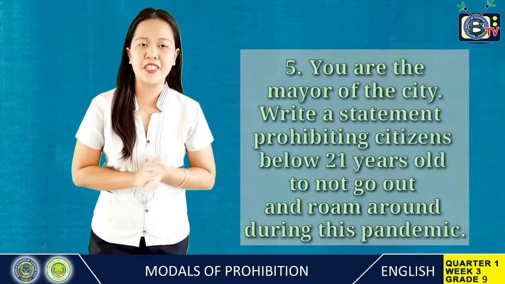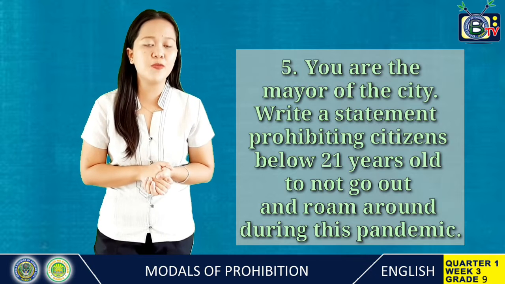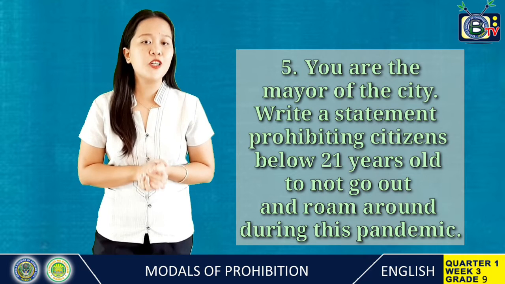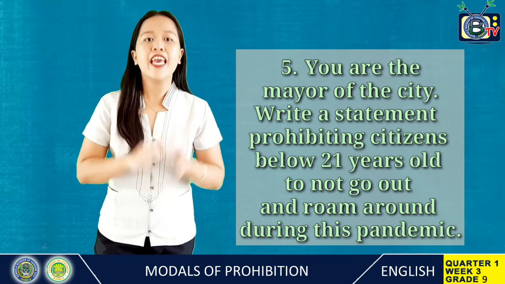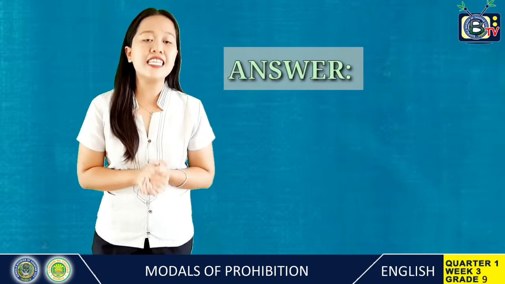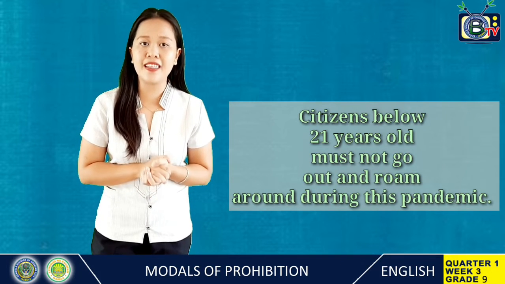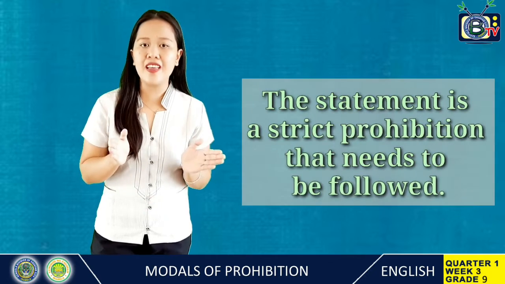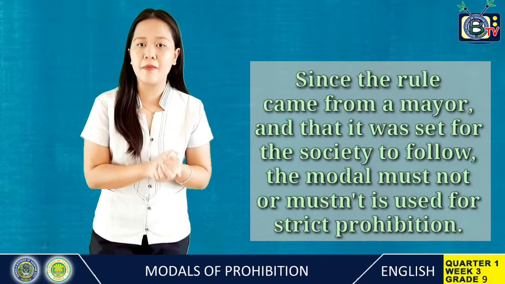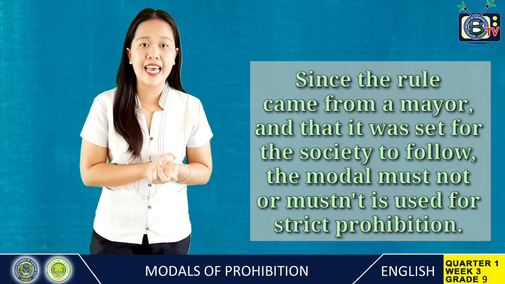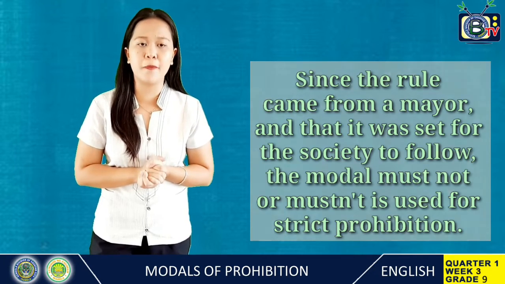Last situation. You are the mayor of the city. Write a statement prohibiting citizens below 21 years old to not go out and roam around during this pandemic. Here is the answer. Citizens below 21 years old must not go out and roam around during this pandemic. The statement is a strict prohibition that needs to be followed. Since the rule came from a mayor and that it was set for a society to follow, the modal must not or mustn't is used for strict prohibition.